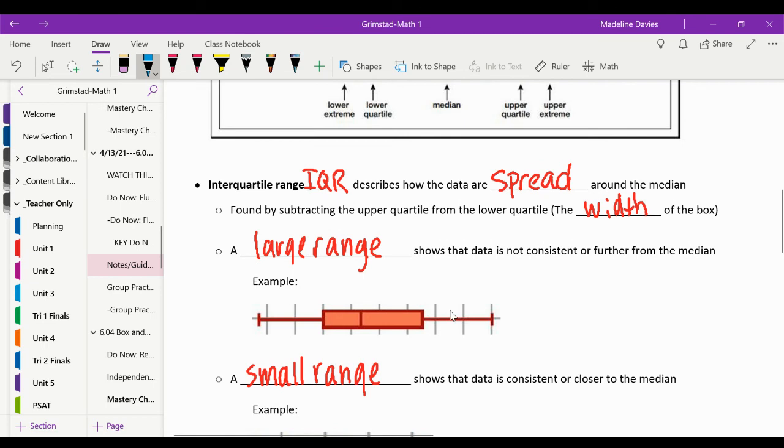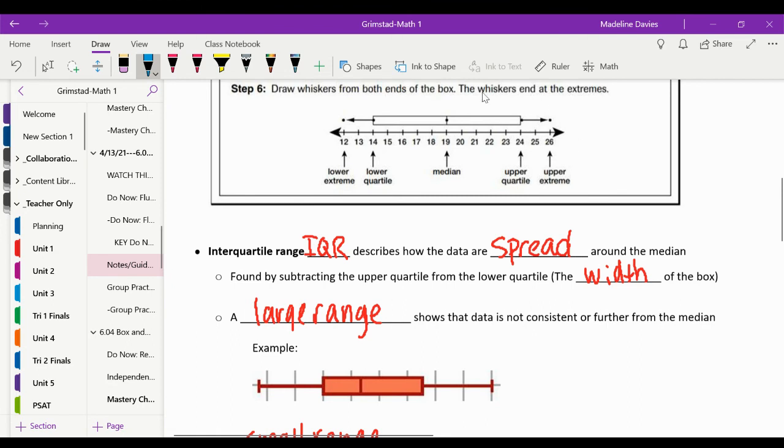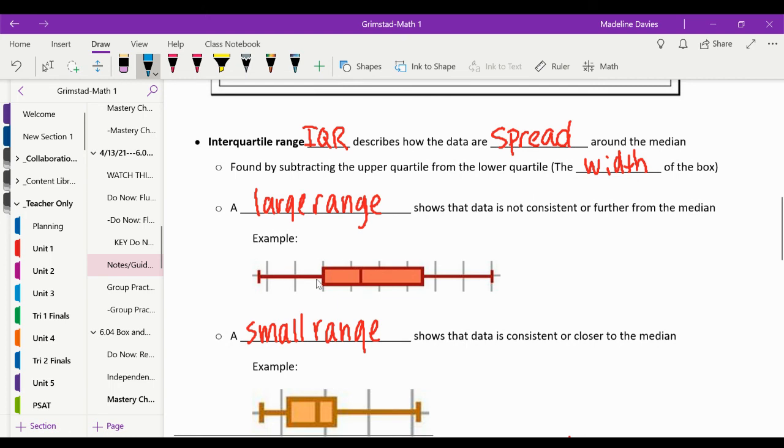Sweet. So I'm just going to read this all. The interquartile range, or IQR, describes how the data are spread around the median. So if we're looking at this example, how is our data spread around this center value, our median? A large range of data shows that data is not consistent or further from the median. So this is an example right here. The data is not consistent, and we have a really large range. We have long whiskers on the end that are far away from our median. It's like, whoo, all the way out here.